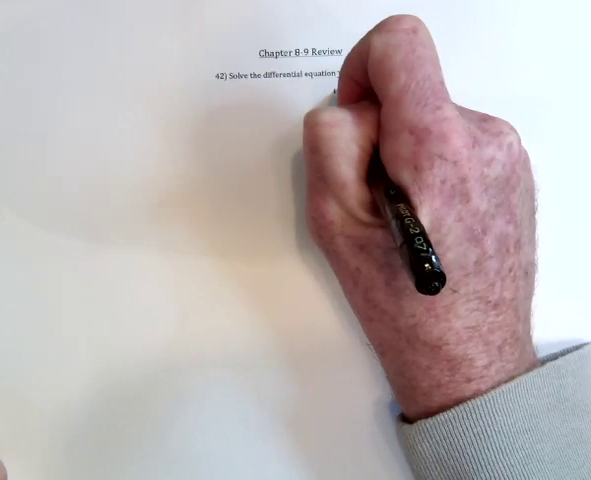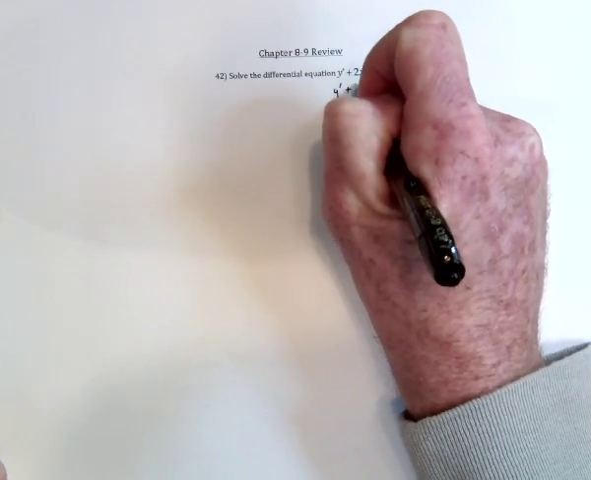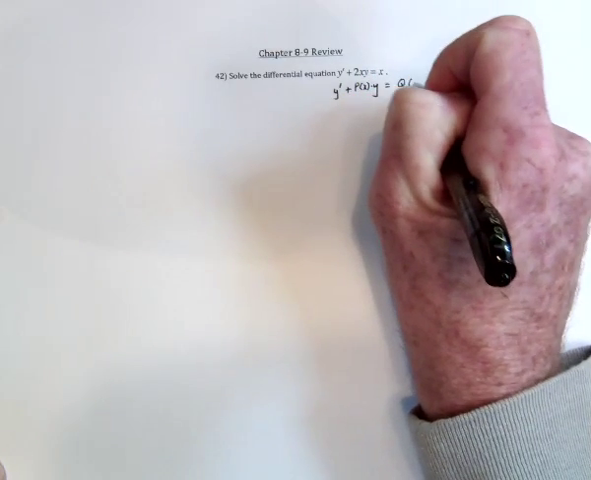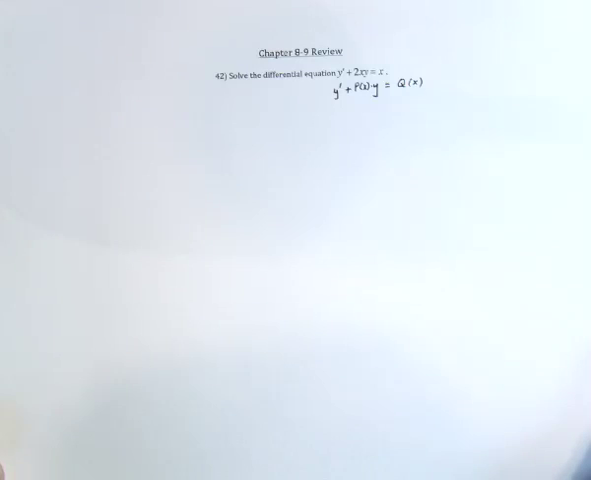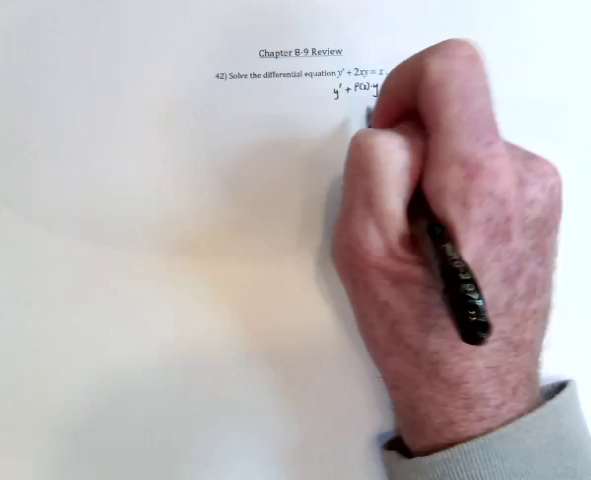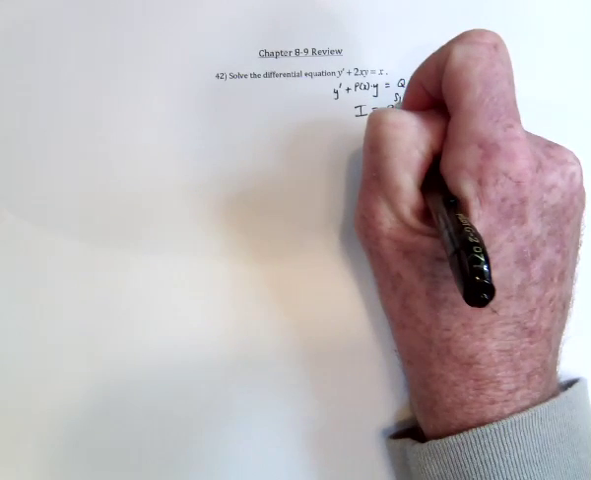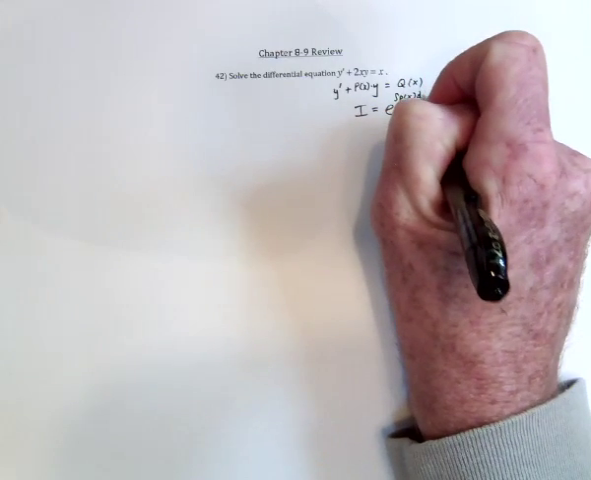This differential equation is of the form y prime plus p of x times y equals some other function of x. Consequently, we will use an integrating factor. You integrate that p of x, and then you use that as an exponent on the e function.